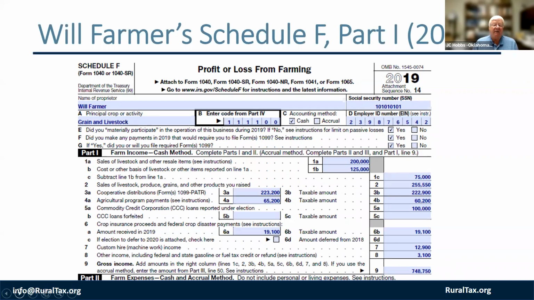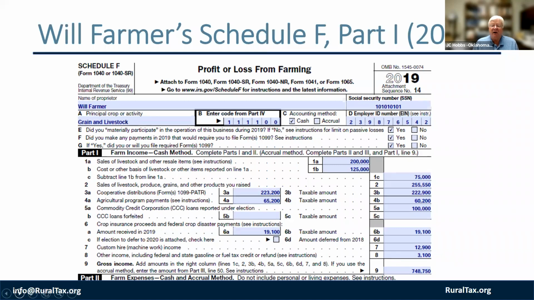So we've got to look at and remember crop insurance proceeds, disaster payments. There is the chance to defer those if it is elected and if the farmer qualifies, again, selling 50% or more of that crop in the following year.